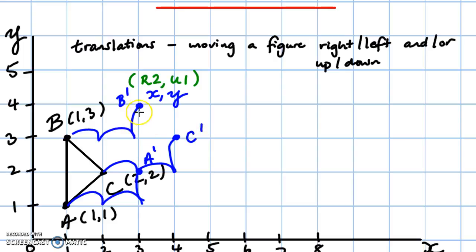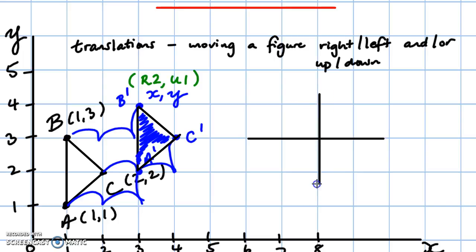Now, to make this more distinct, I'm going to connect the points here. And I always like to shade it in a different color so it's distinct from the original. Try not to cover A prime. So this is the location of your triangle, translated R2U1. Now, to make things a bit more clear, I'm going to set up a small t-table here, just inside your graph. Let's redo that line there.